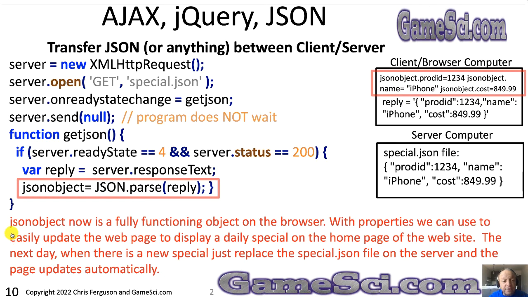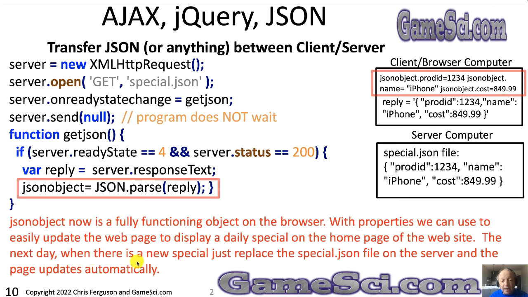It's from a JSON file. We'll say JSON object equals JSON.parse of the reply. We will convert the string to a JSON object. JSON object now is a fully functioning object on the browser with properties we can use to easily update the web page to display a daily special on the home page of the website.